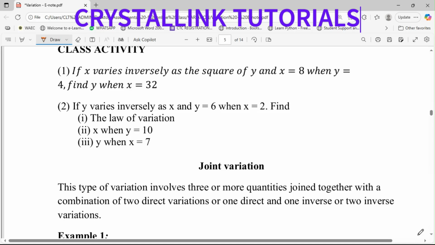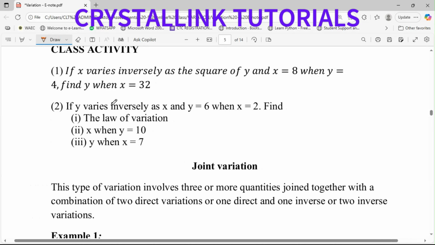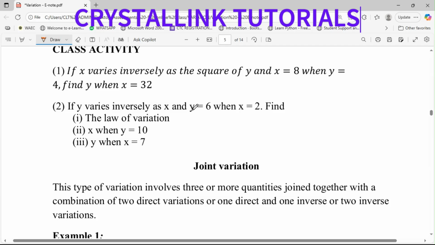So if y varies inversely as x, this is the relationship. It now says we're given the initial values of y and x, and to find the law of variation. So what's the law of variation? It is what I've been calling the equation connecting the two variables. Let me just do this quickly for you, at least the first part of the question.